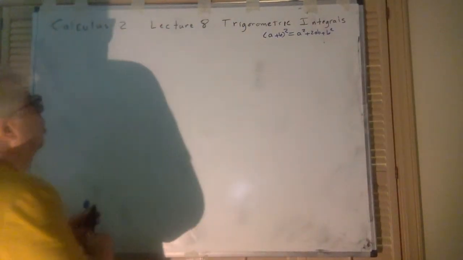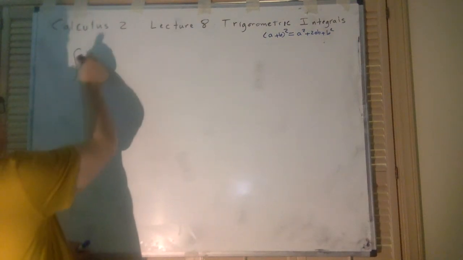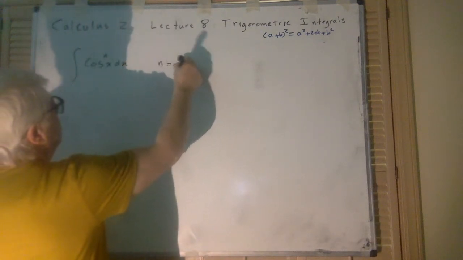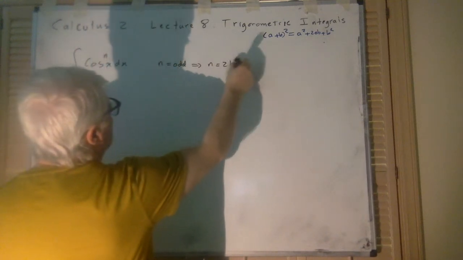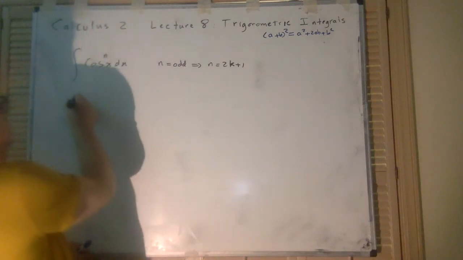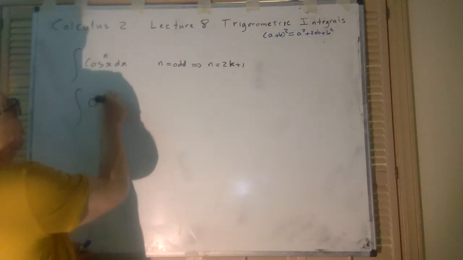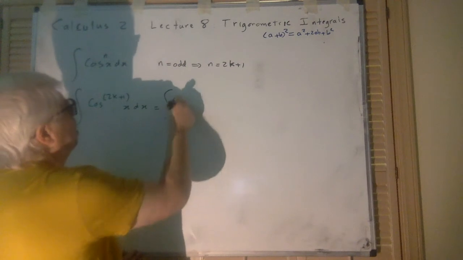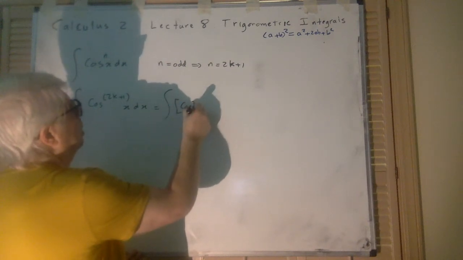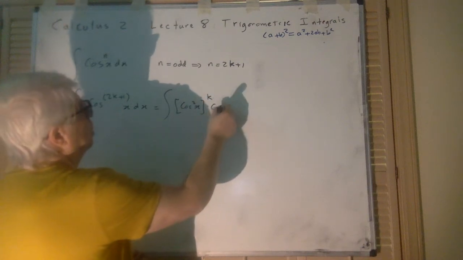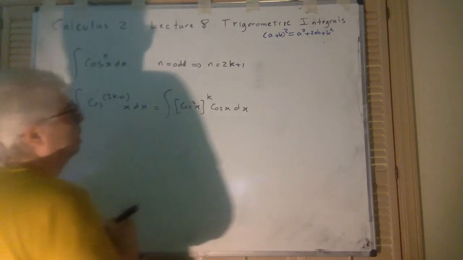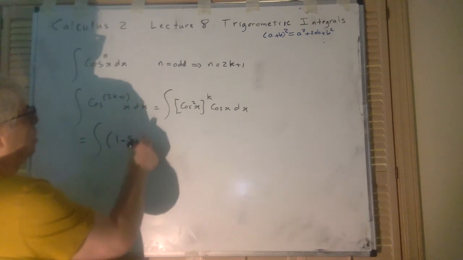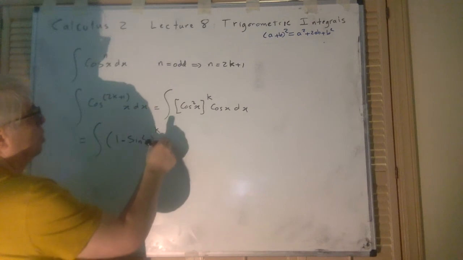Now what happens if I have odd power? So odd power is this. Integral, say, cosine n x dx, and n odd means that n can be written as 2k plus 1. It is an even number plus 1. So I have cosine to the power 2k plus 1 x dx. So I can write it this way: cosine squared x to the power k cosine x dx. Okay? And cosine squared, I can write as 1 minus sine squared x to the power k cosine x dx.